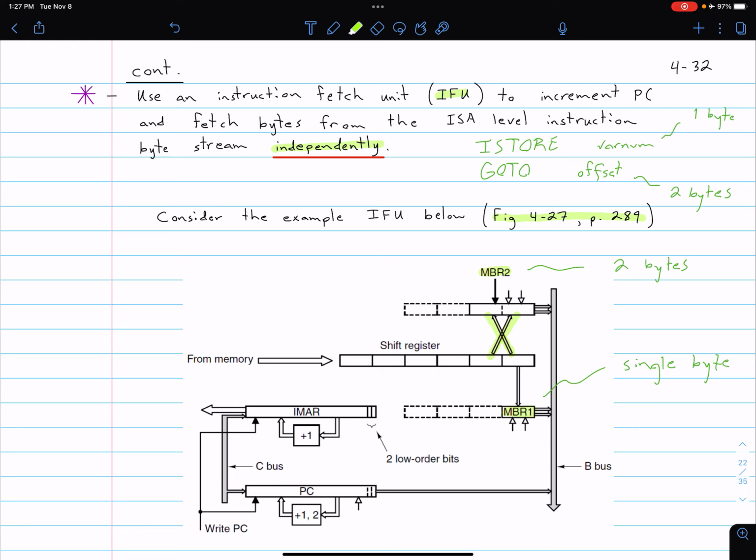If you go back and you look at the notes where we looked at our go to instruction, you'll see that our index byte 1 comes in first, followed by our index byte 2. So that's how we ordered that.